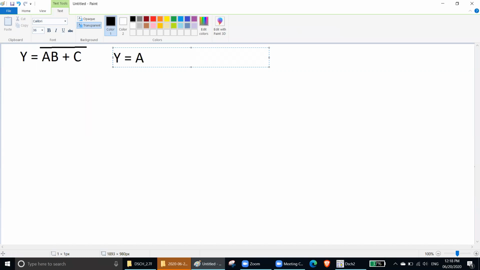to a is one part, b plus c, this is another part.